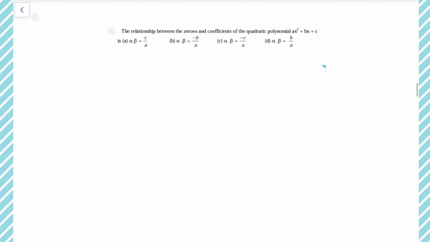Next, the relation between the zeros and coefficients, that is alpha into beta is equals to, no, wrong. Alpha into beta is just C by A, not minus. Alpha into beta equals C by A. Alpha plus beta is minus B by A, that is the sum of the zeros is minus B by A, and alpha into beta is C by A, that is the product of the zeros is C by A.